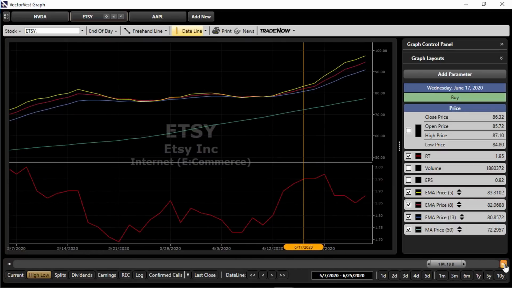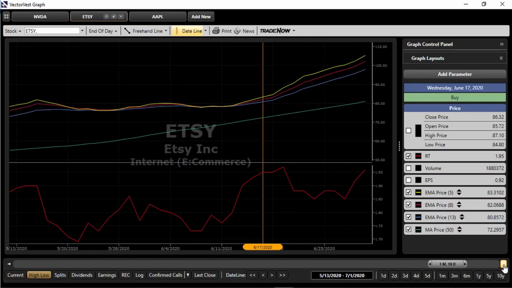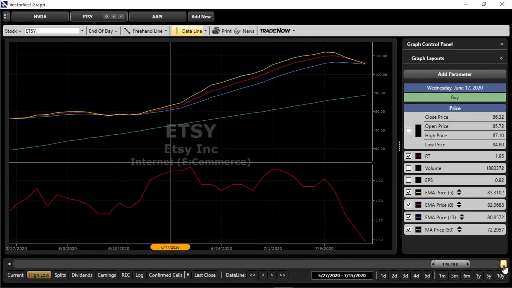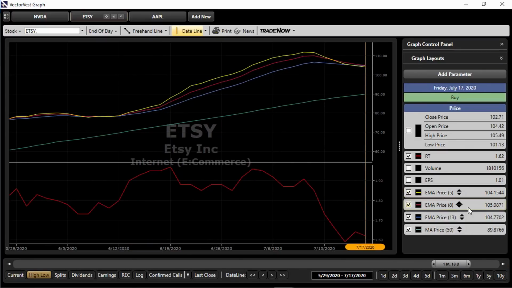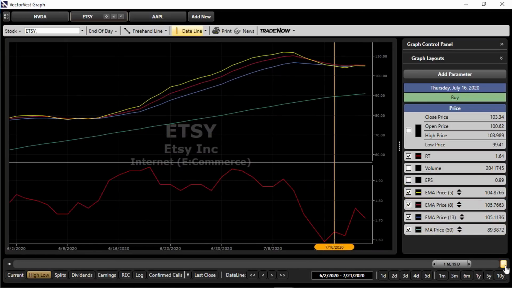And as I keep going here, we're staying in the trade. We got it in right at the beginning, and now looks like we'll exit. 5 crosses below both the 8 and the 13. Want to make sure that that's exactly the day. Nope, it was actually here, July 16th at about $103. So we exit when the 5-day closes below both the 8 and the 13.